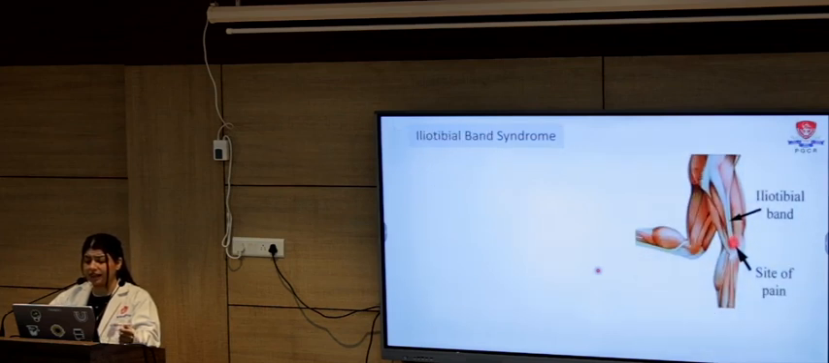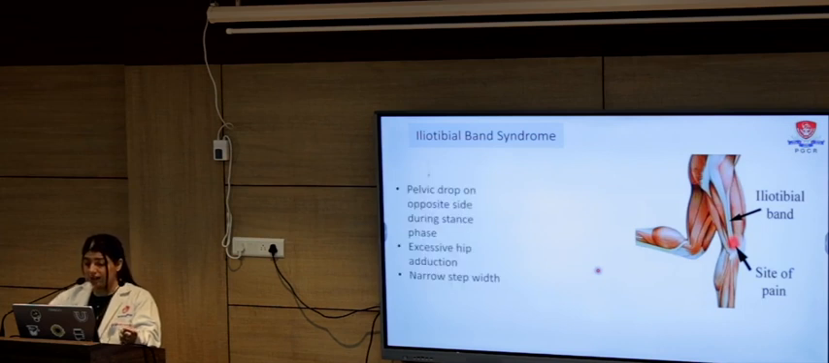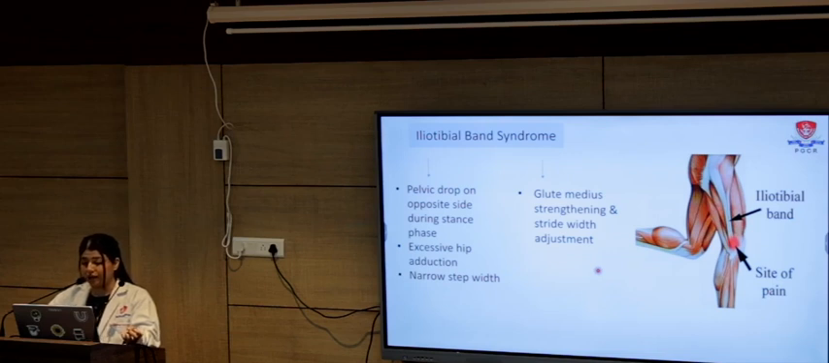Key movement patterns that are linked to iliotibial band syndrome include a pelvic drop on the opposite side during the stance phase and excessive hip adduction. It often reveals weakness in the glute medius, pointing to the need for targeted strengthening. It also helps adjust stride width and improve hip and knee alignment, which together can significantly reduce strain on the IT band and lower the risk of recurring pain.